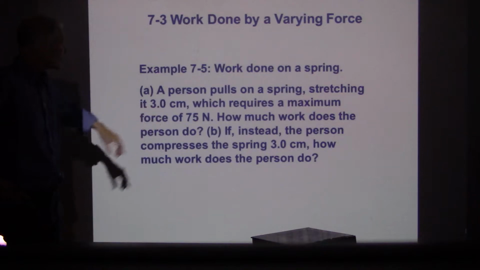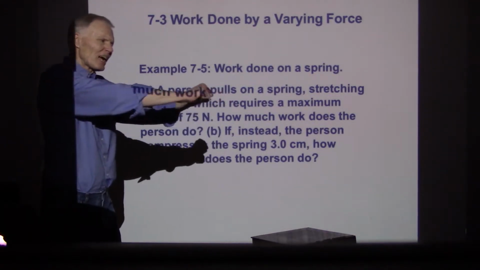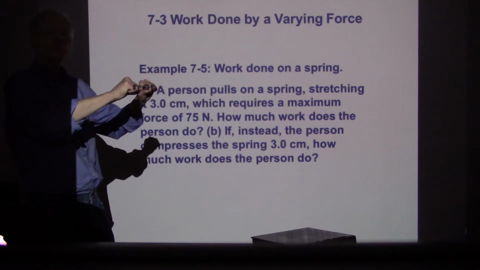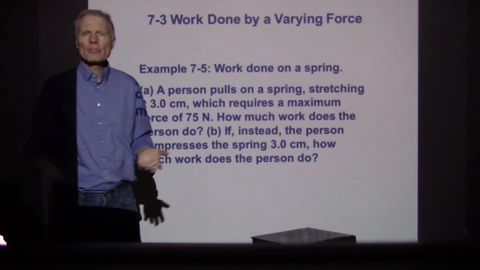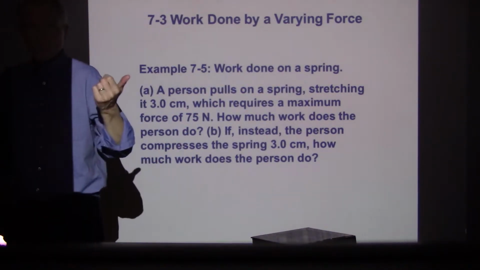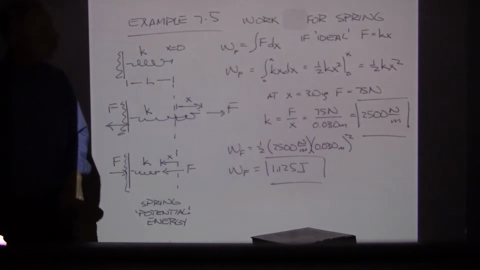Now, in part B, it says what happens if we compress the spring. We kind of talked about this. So if it's ideal, then pulling it out requires the same amount of force as compressing it, and it'll represent the same energy transfer since each is 3 centimeters. Let's see how this works.